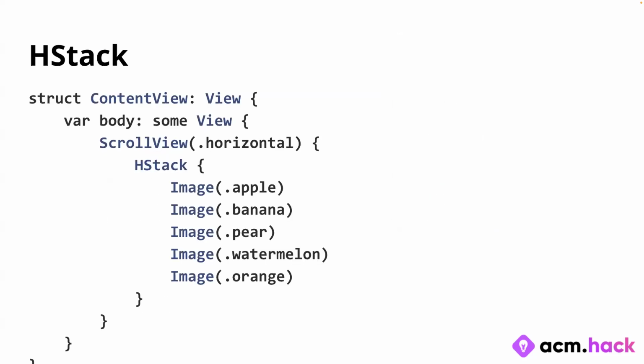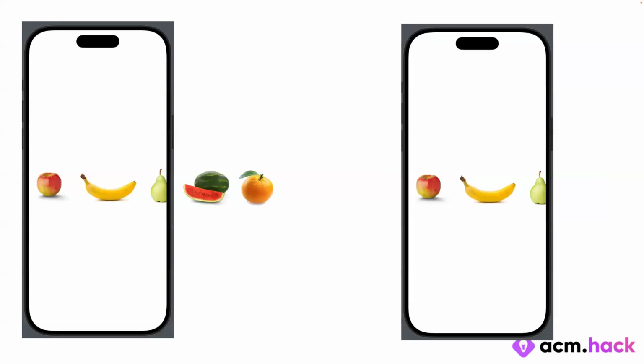It works very similarly with HStack. Here we also have a scroll view. So similarly, you just add the word lazy in front of the HStack to make it more efficient. Here, instead of rendering all 5 fruit, it will only render the apple, the banana, and the pear, since that's what's appearing on the screen.